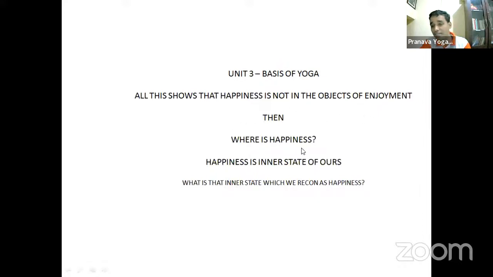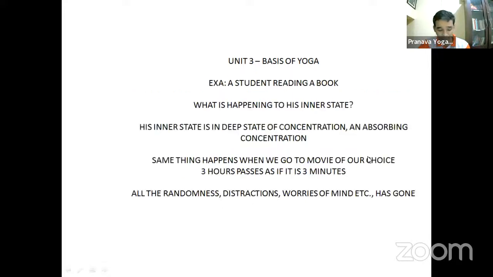Then where is happiness? Happiness is in the inner state of our personality. So what is that inner state which we reckon as happiness? For example, a student reading a book, what is happening to his inner state? His inner state is in a deep state of concentration, an absorbing concentration. The same thing happens when we go to a movie of our choice. Three hours pass as if it is three minutes.